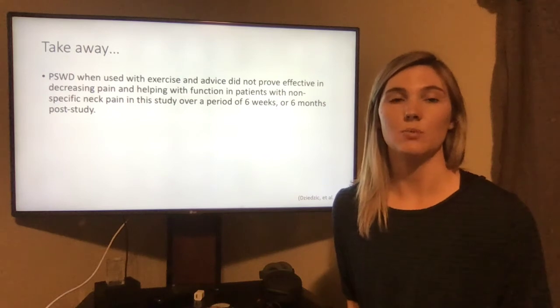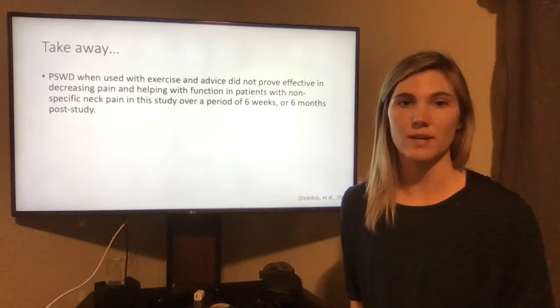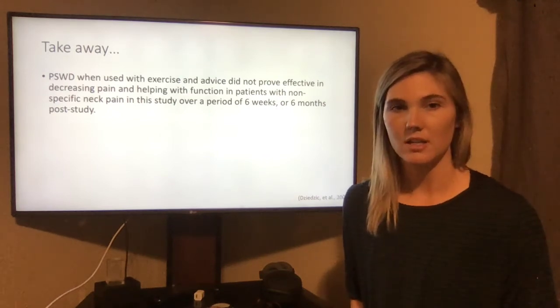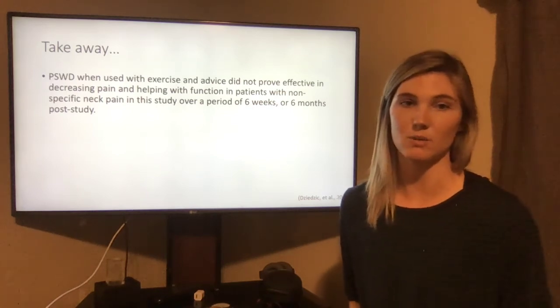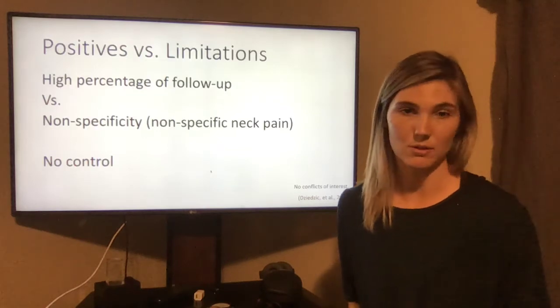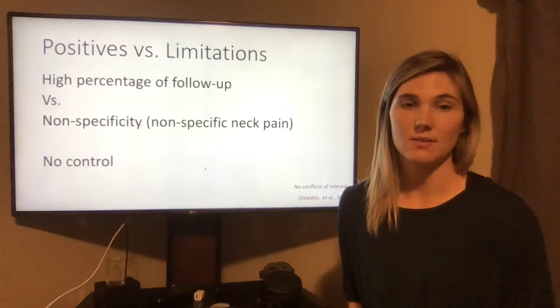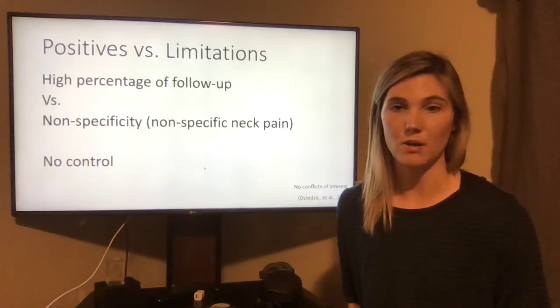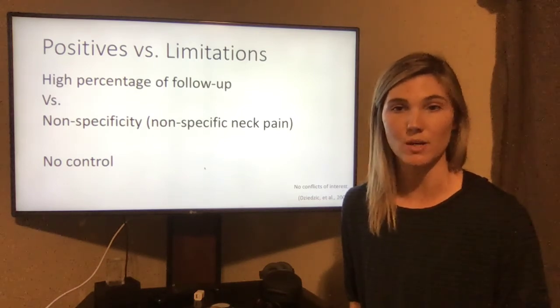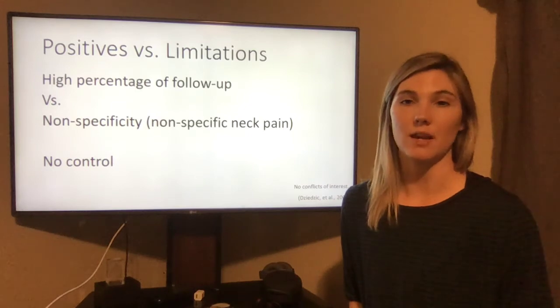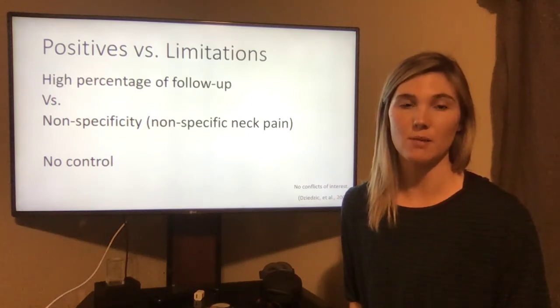So in the end, we found pulsed shortwave diathermy when used with exercise and advice did not prove effective in decreasing pain and helping with function in patients with nonspecific neck pain in the study over a period of 6 weeks or even 6 months post-study. So the positives, they had a high percentage of follow-up during that 6-month follow-up questionnaire and evaluation. I think they had 93% that followed up.